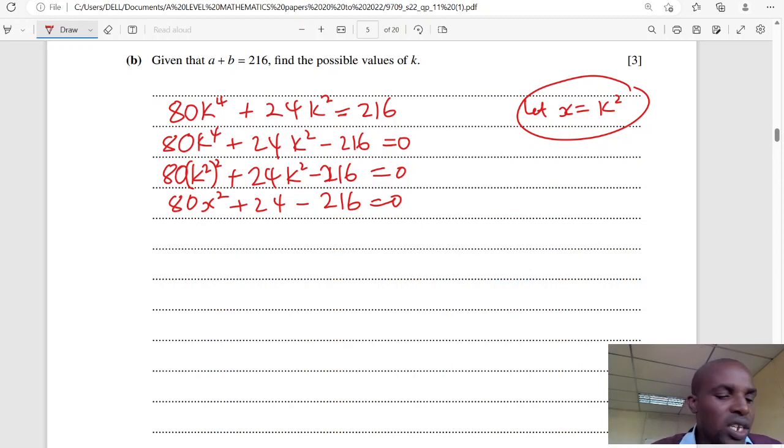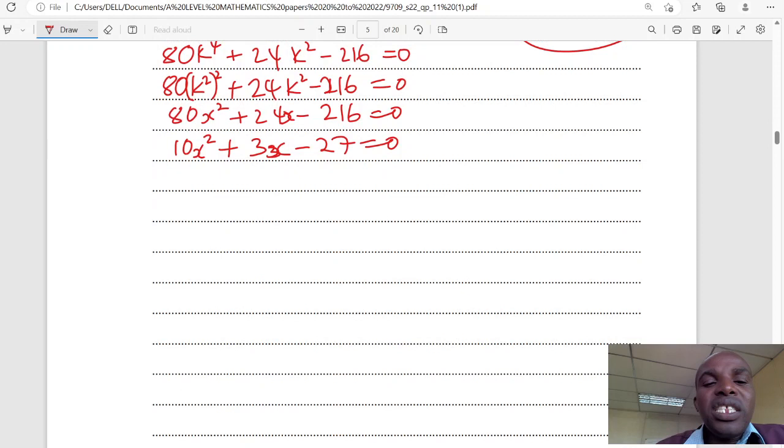Let me try 8. 216. Can 8 get into 216? How many times? Let me check. Yeah, 27. So 80 divided by 8 is 10x squared. Then plus 3x minus 27 is equal to 0. Like this. Then you can factorize or use the quadratic formula. It's up to you, right? Or you can just make use of a calculator. But you can say a is equal to 10, b is equal to 3, c is equal to negative 27.